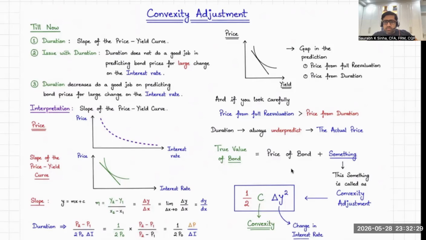So, till now, we have understood two most important points for today's session. First, duration is the slope of the price yield curve. This is the price yield curve, and for a given interest rate, if you make a tangent, that slope is duration. What is the issue with duration? Duration does not do a good job in predicting the bond prices for a large change in the interest rate. With these two important points, we'll build the concept of convexity adjustment.